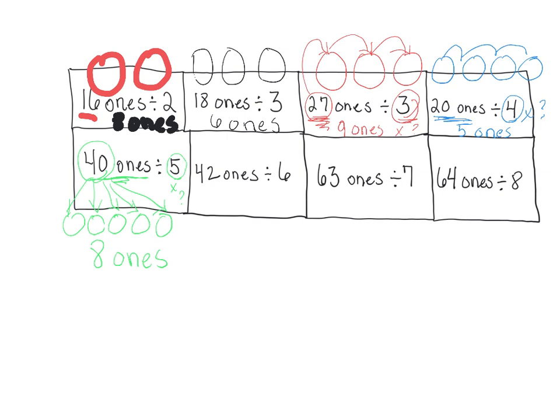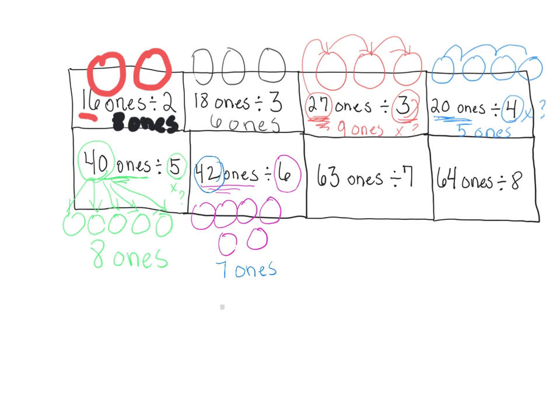Continuing on to the next one, we have a total of 42 ones, breaking them up into 6 groups. 1, 2, 3, 4, 5, 6. Taking those 42 ones and placing them equally into these 6 circles. And when we do that, we would have to be placing 7 ones. 6 times 7 is 42. Great way to check your division is using the inverse operation, which means the opposite, which is multiplication.